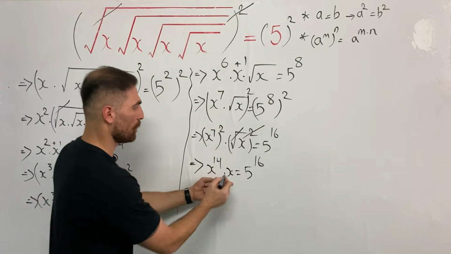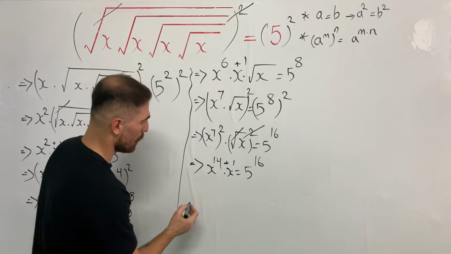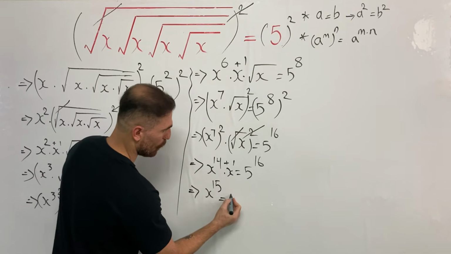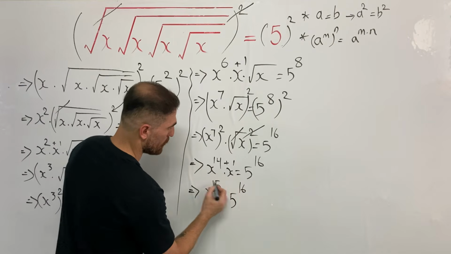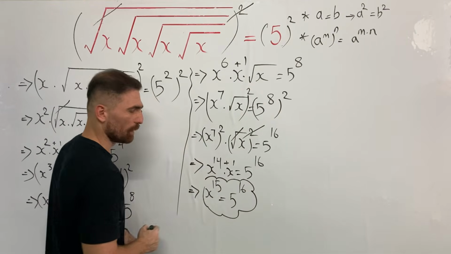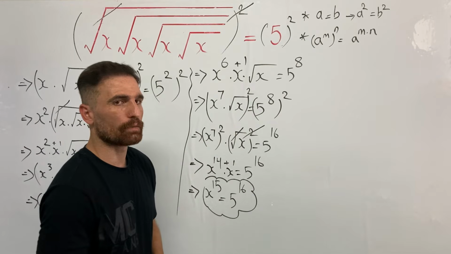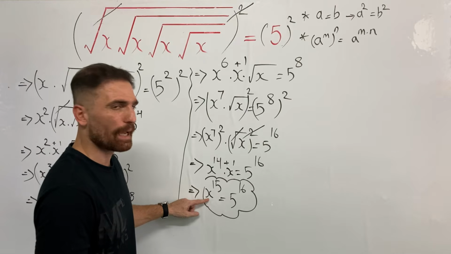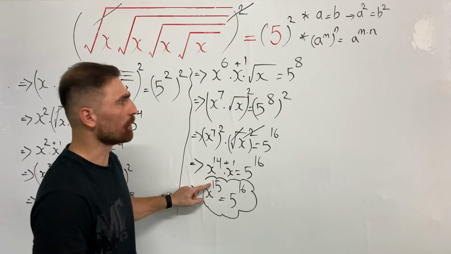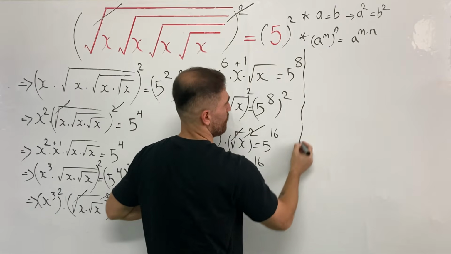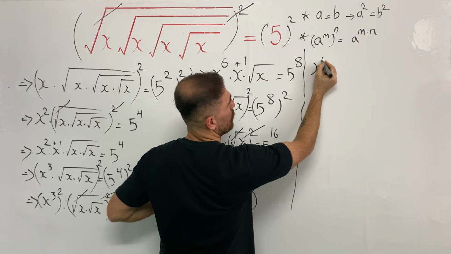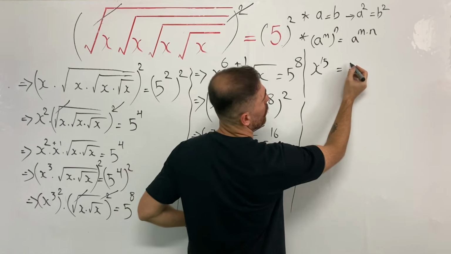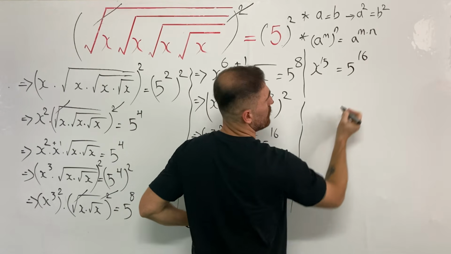What is this? X to the power of 1. 14 plus 1, it is going to be x to the power of 15 equals 5 to the power of 16. Until here. Well done. But still we need to continue the solution because we are going to find the value of x, and this is x to the power of 15. Let me write it here. We have x to the power of 15 equals 5 to the power of 16.